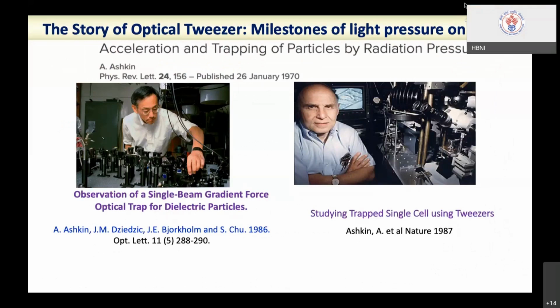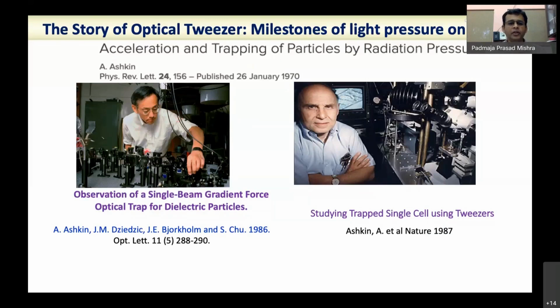Almost 70 years later, Professor Arthur Ashkin and Professor Steven Chu came in. Professor Arthur Ashkin first proposed that you utilize that concept of light putting pressure on objects, and published a Physical Review Letter where he said that he can capture particles using radiation pressure. Later, Professor Steven Chu joined him at Bell Labs, and they published many articles.